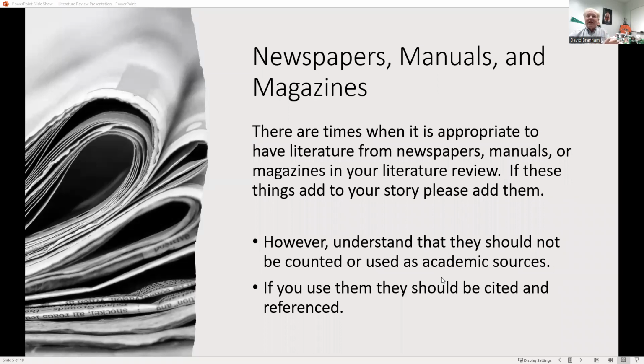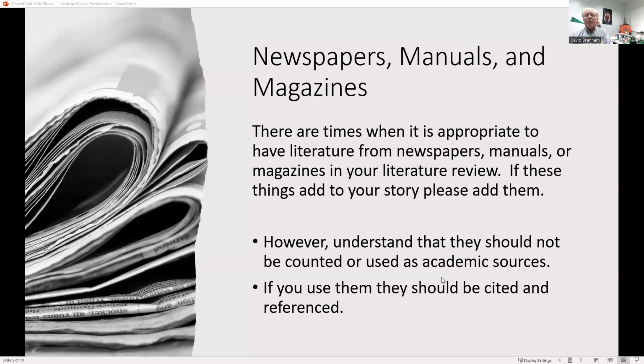Newspapers, manuals, and magazines: there are sometimes times when they're appropriate, or you'll need to add something from one of those. Sometimes you'd get a quote, for instance, of something that happened at a time, and you want to use it. It's perfectly fine to put that in your literature review or in your paper, but it is not something that you would count as an academic source.